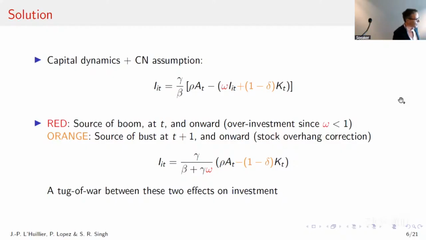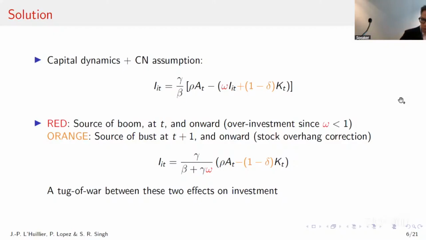Now, there's the other effect that is kind of fun, which is that there's going to be a bust at t plus 1 going forward, because firms are going to wake up and see, oh my God, there's too much capital in the economy, and so I need to cut my investment. And at some point, this effect is going to dominate and it's going to generate a bust. So there's some sort of thing that we'd like to call a tug of war between these two things, and these are modulated by omega and delta.